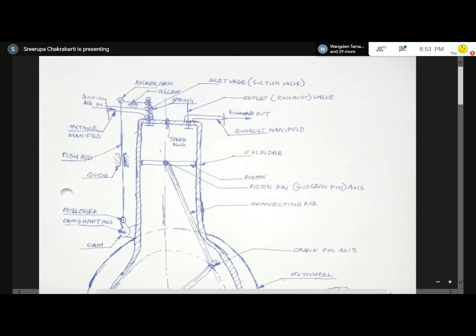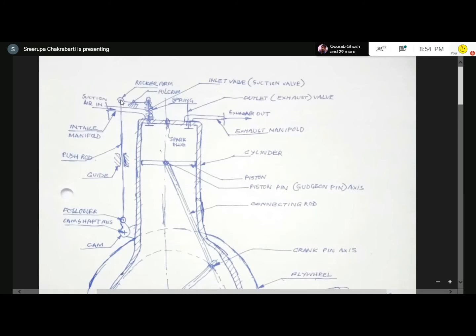Crankshaft, from that the power comes to the camshaft. Camshaft rotates, cam rotates, follower roller rotates. Then this rod, the push rod connected to the follower, will move up and down. That will not rotate. Why will it move up and down? Because there is a guide here. That guide will not allow the push rod to oscillate. The guide will allow it to move only in a straight line.